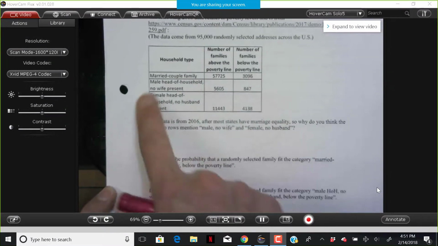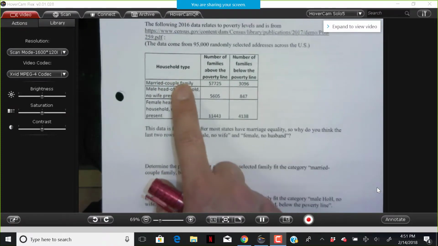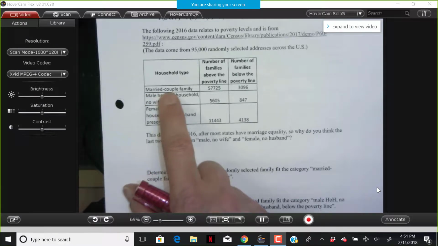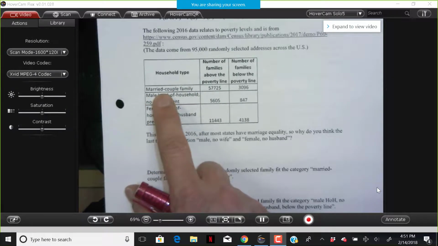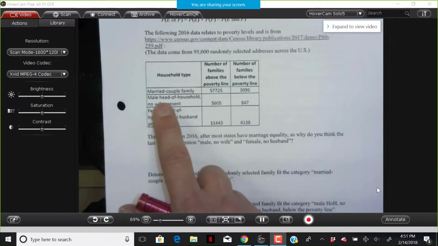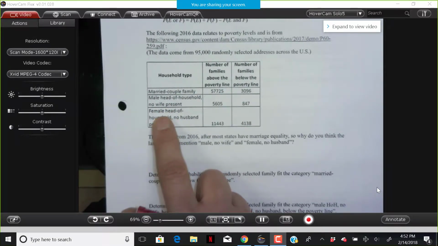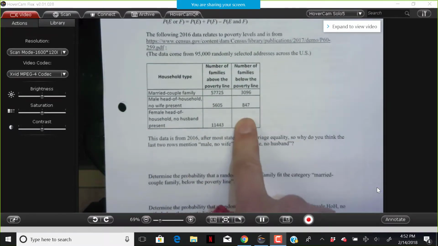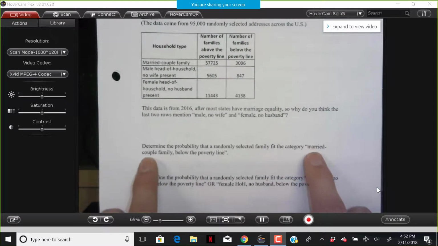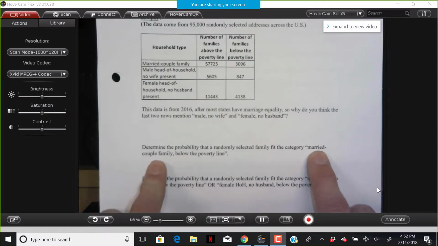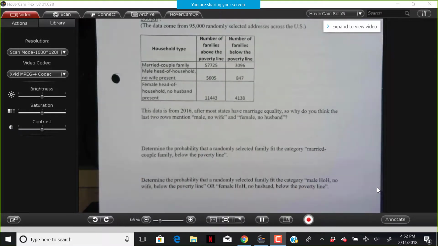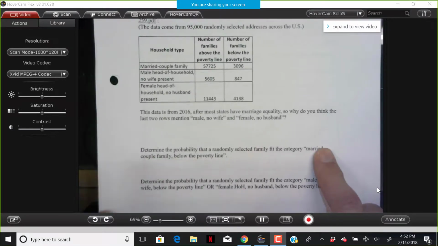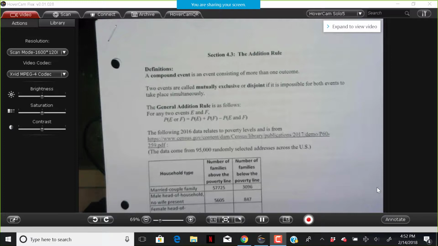So like here, when I have this table, I do the household type, and they talk about a family where there's a married couple, and then a family with a male head of household, no wife present, and then female head of household, no husband present. And then whether or not they're above or below the poverty line. So here they talk about two different things, married couple family and below the poverty line. So that's a compound event. I have to focus on two different things. Okay, so that's what they mean when they say compound event.